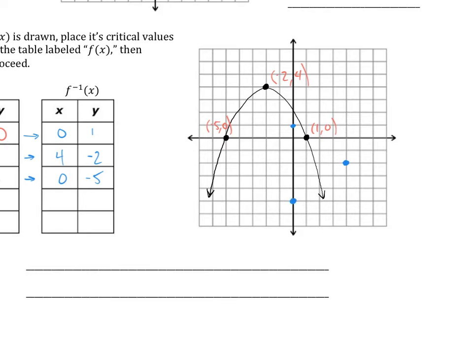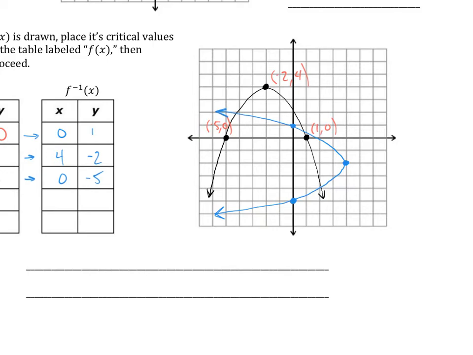Alright, now we can connect these because remember, it came from a function that is a parabola. So all we've got are critical values that I'm plotting, but it's really just helping me plot the actual function. So let me draw in the rest of my function here. It is a parabola. Vertex comes from the original point -2, 4. So it would look something like this.